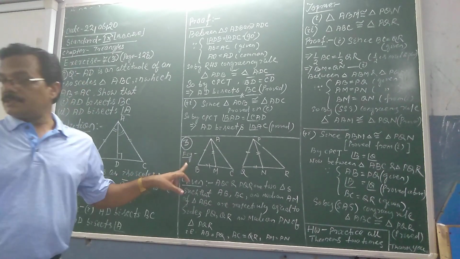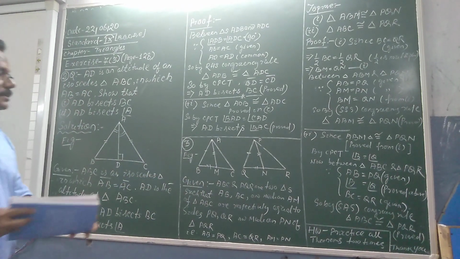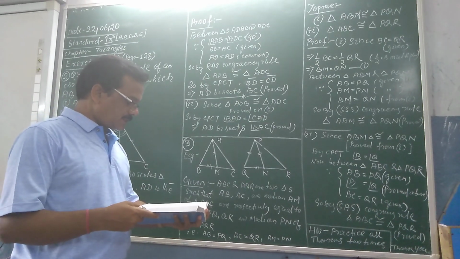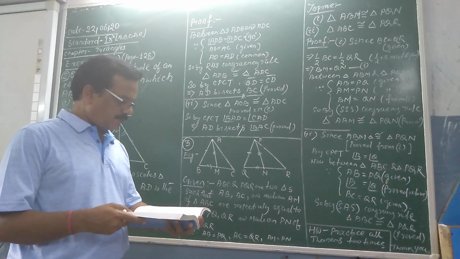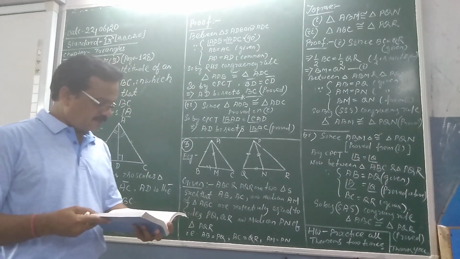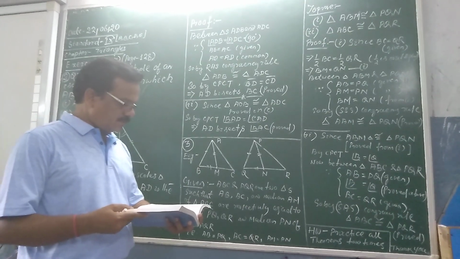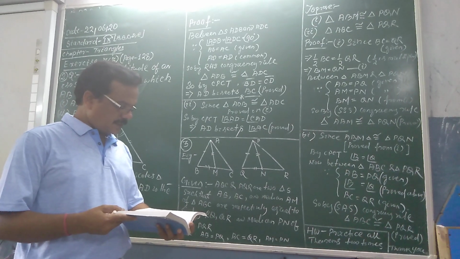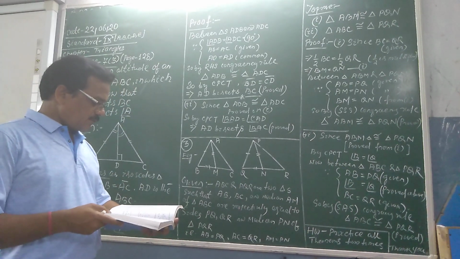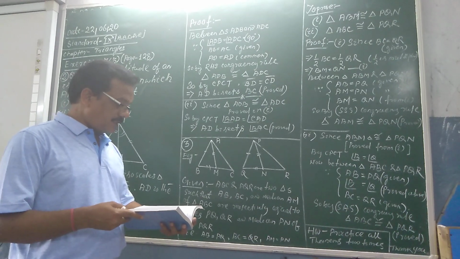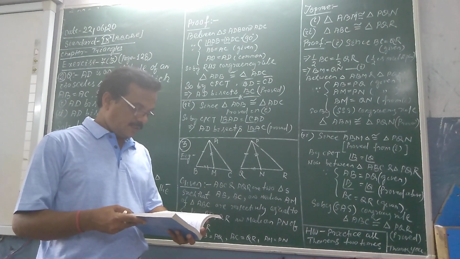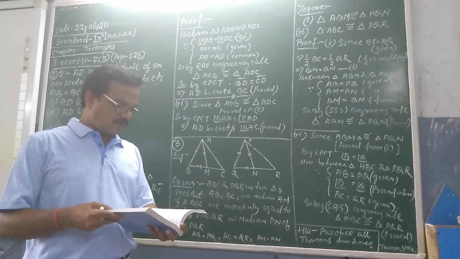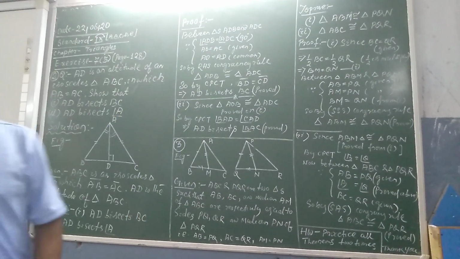Then the number 3 question. You see here, what is the question in the book? Number 3: Two sides AB and BC and median AM of triangle ABC are respectively equal to sides PQ, QR and the median PN of triangle PQR. Here also two proofs are there. First, we have to prove triangle ABM is congruent to triangle PQN, and again triangle ABC is congruent to triangle PQR. You see, this is the figure.